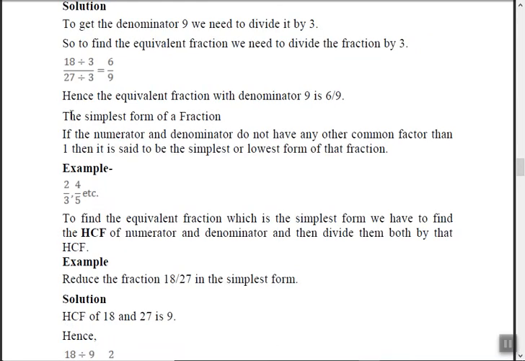Now, what is the simplest form of a fraction? Simplest form means the numerator and denominator don't have anything in common, so they can't be divided further. See this 2 upon 3. Do 2 and 3 have any common factor? Can it be divided further? No. So that's the simplest form. That's it. Nothing else.